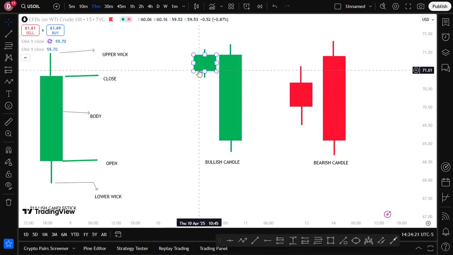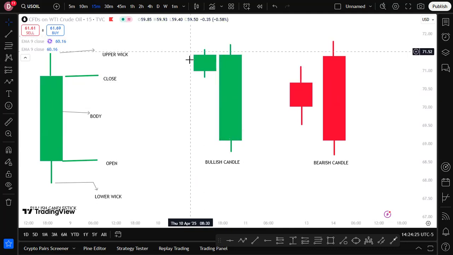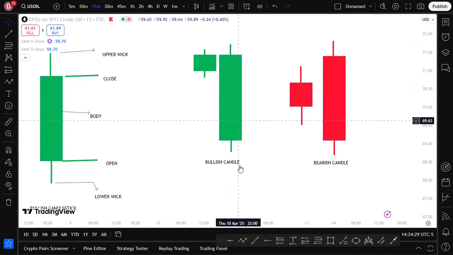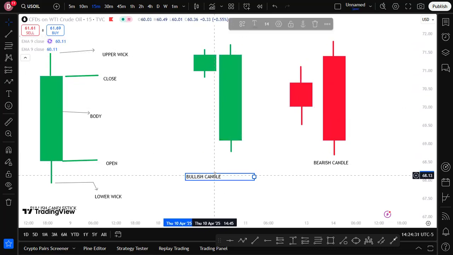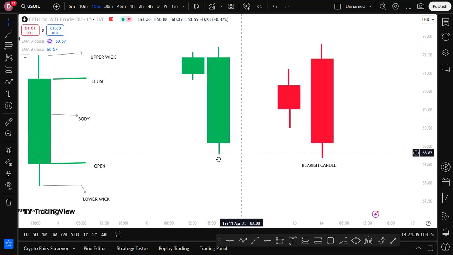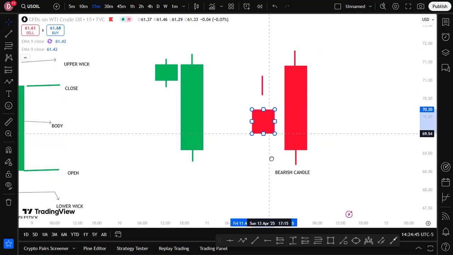So this is a very small bullish candle, while here is the engulfing candle. That is, it engulfed the whole of this small bullish candle. So this now is called an engulfing candle. It's only called an engulfing candle if it covers the other candle before it. That is for a bullish candle. Same thing with the bearish candlestick. So let's do the bearish as well.